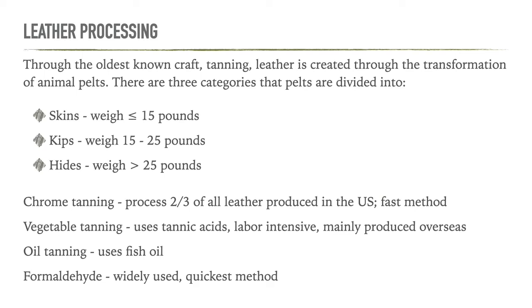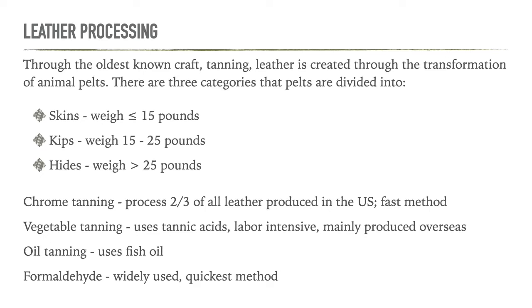Leather processing. Through the oldest known craft, tanning, leather is created through the transformation of animal pelts. There are 3 categories that pelts are divided into based upon weight. Skins are those that weigh 15 or less pounds. Kips weigh 15 to 25 pounds, and hides weigh more than 25 pounds.